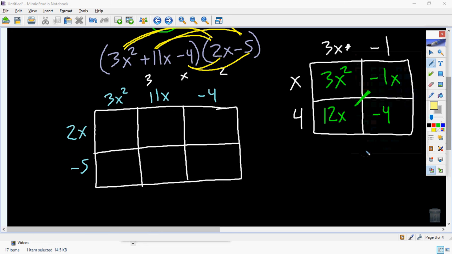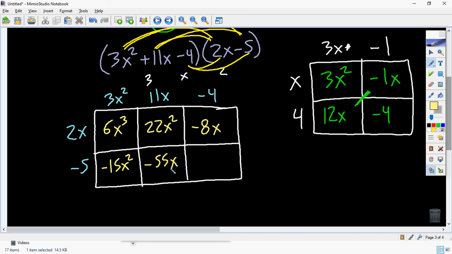Alright, so let's multiply them. 3x squared times 2x is 6x cubed. This gives me 22x squared, negative 8x, negative 15x squared, negative 55x, and positive 20. And I'm ready to write my final answer.